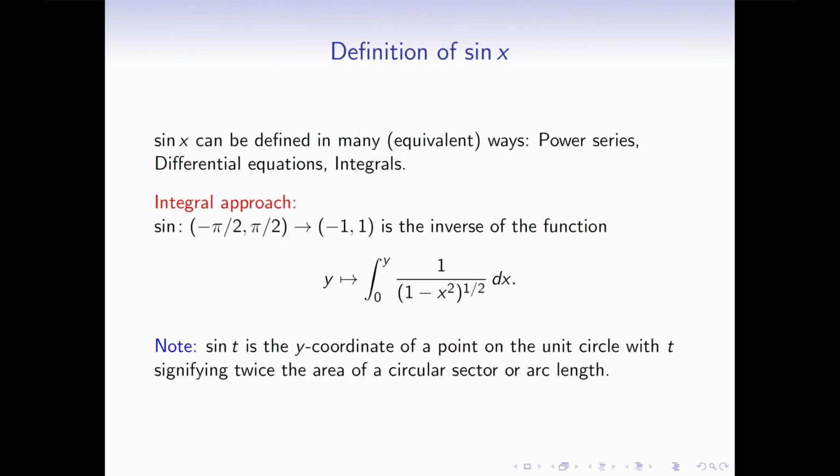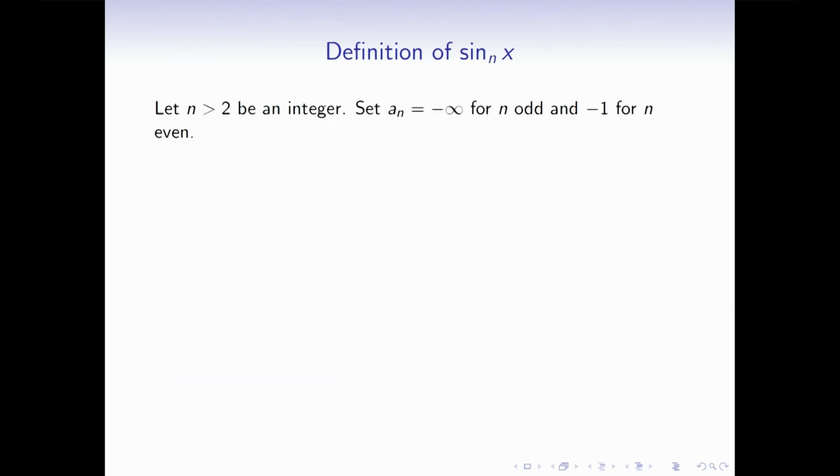In this definition, once again, sine t is the y-coordinate of a point on the unit circle, where t signifies either the arc length or actually twice the area of the circular sector. Of course, this is the y-coordinate, and the x-coordinate will be the cosine of t.